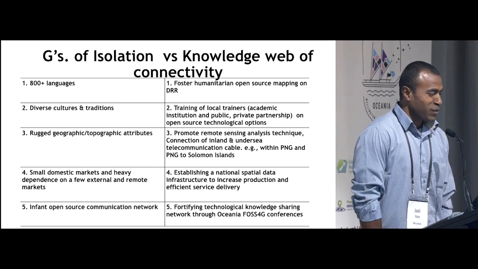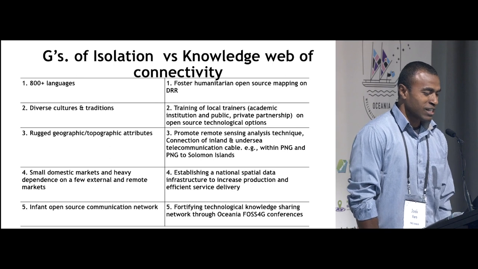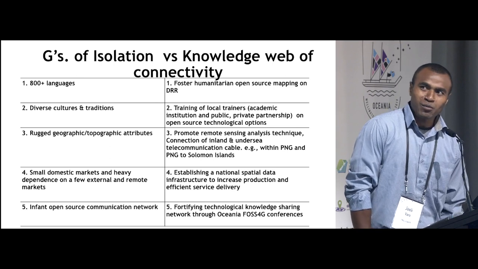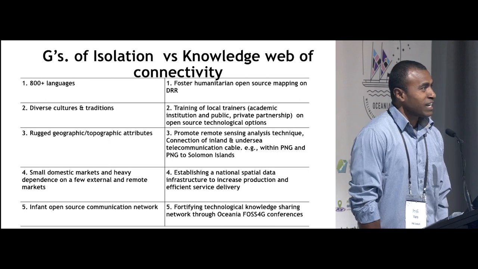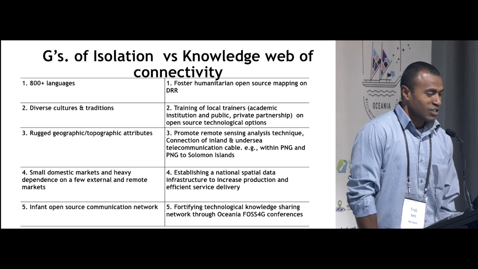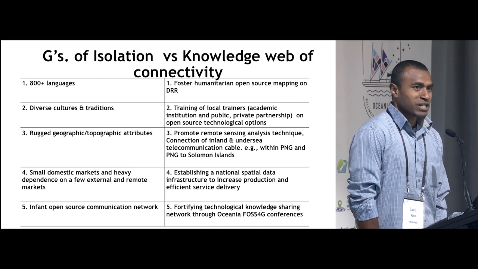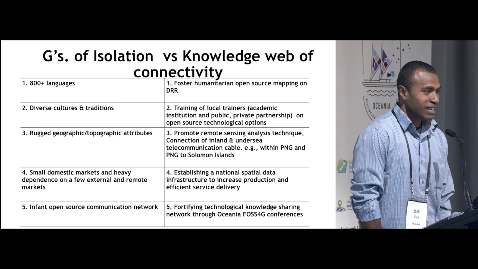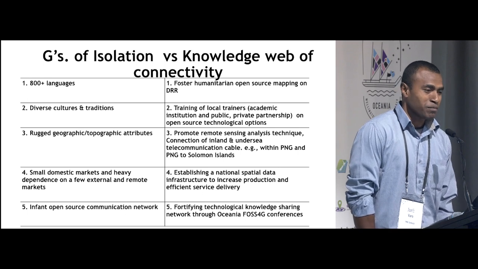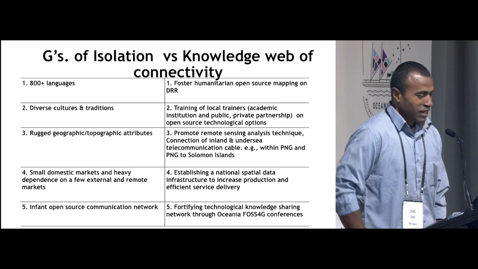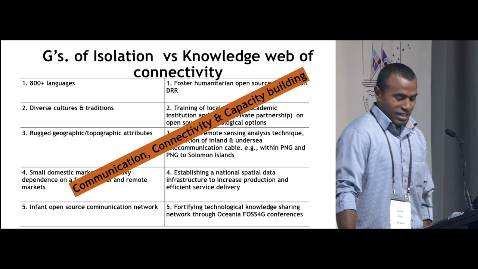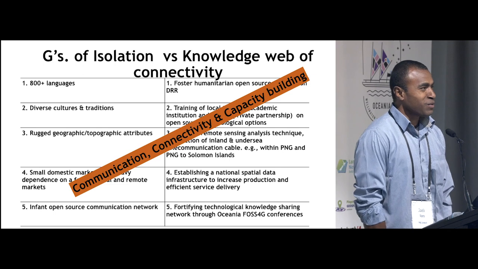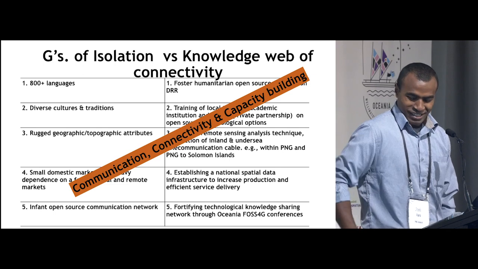Looking at number three, rugged geographic and topographic attributes, we need remote sensing knowledge with which we can do analysis of our environment. Especially as we have raw materials like mining, minerals, and other materials that boost our economies. We need communication and connectivity as well as capacity building.